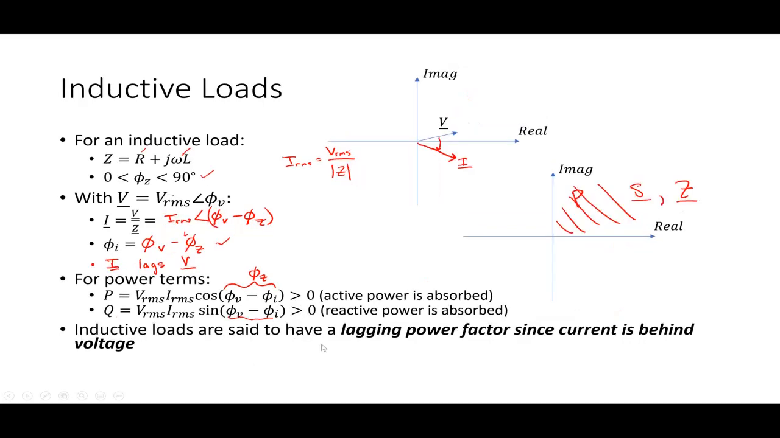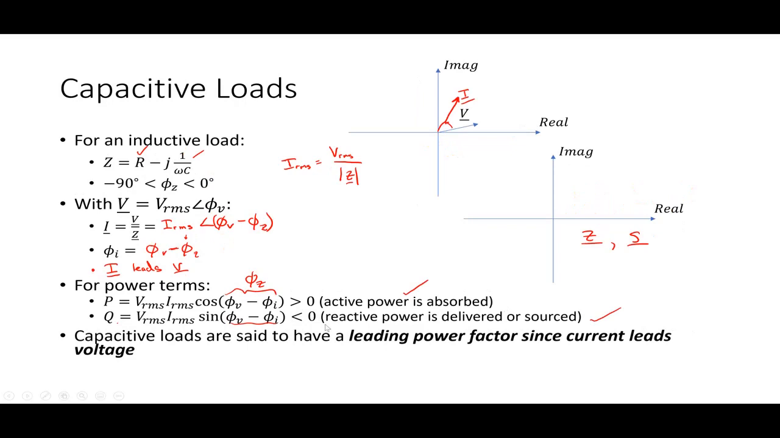If I compare that to the inductor, I had a positive reactive power, meaning that it's sucking in reactive power, as opposed to the capacitor, which is supplying it. So capacitive loads are said to have a leading power factor, since current leads the voltage. This terminology about delivering reactive power or absorbing reactive power is really important when we talk about how the power grid works, and we'll look at some examples of that later.